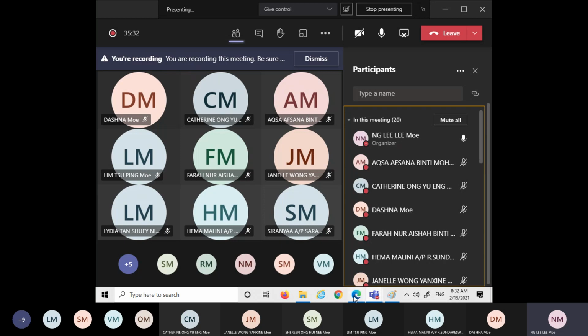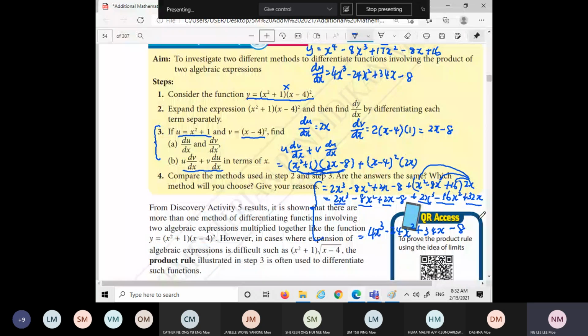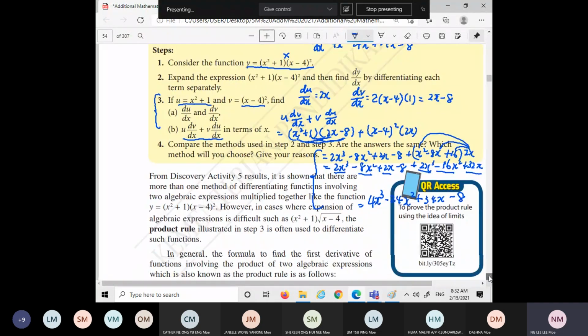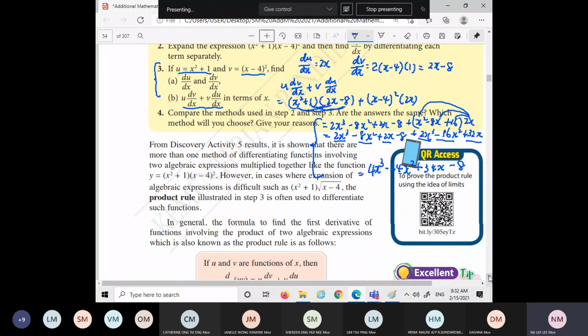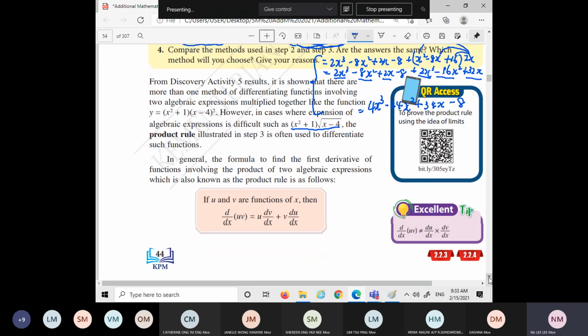Now we go back to the textbook again. We want to see more examples. You see they give you this example. How do you expand this? There's no way to expand this, so you have to use the product rule. In your exercise book, remember you should write this product rule. And this is the product rule.